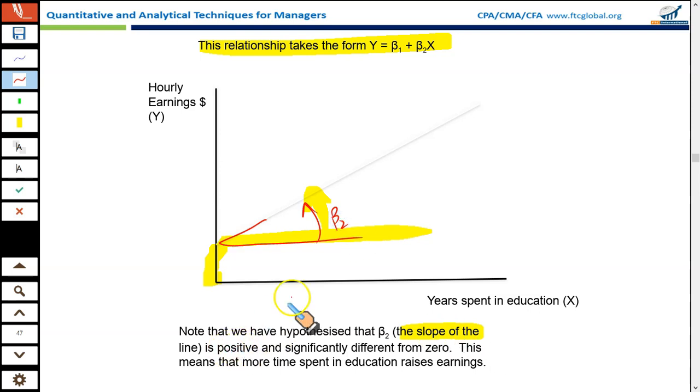The slope of the line is positive, clearly it is positive, and it is significantly different from 0. This means that more time spent at university or in education raises earnings. That is what we have been discussing for the last 4 lectures continuously.